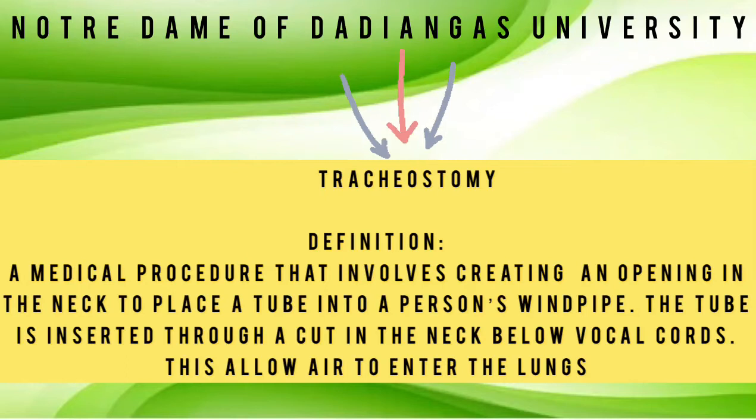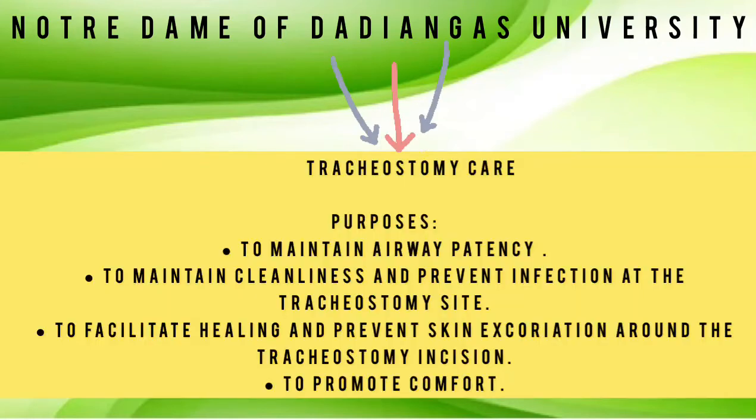Tracheostomy is a medical procedure that involves creating an opening in the neck to place a tube into a person's windpipe. The tube is inserted through a cut in the neck below the vocal cords. This allows air to enter the lungs.